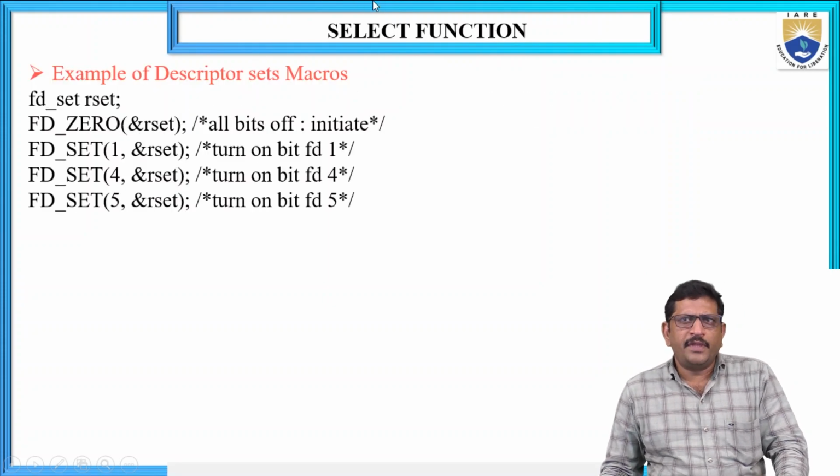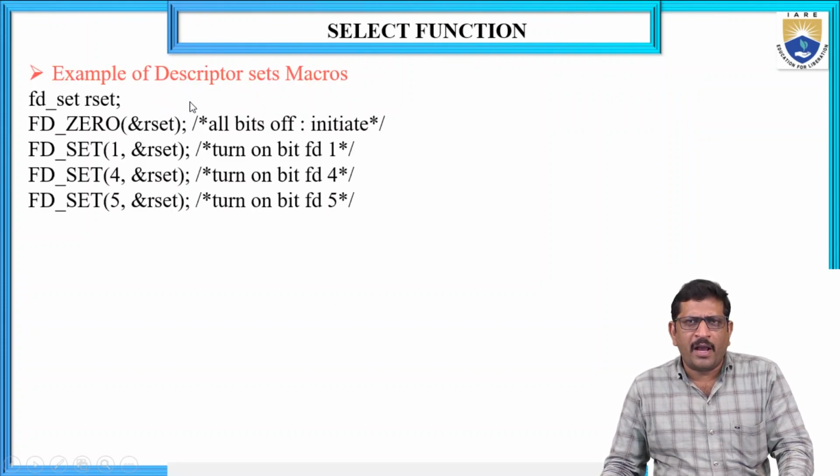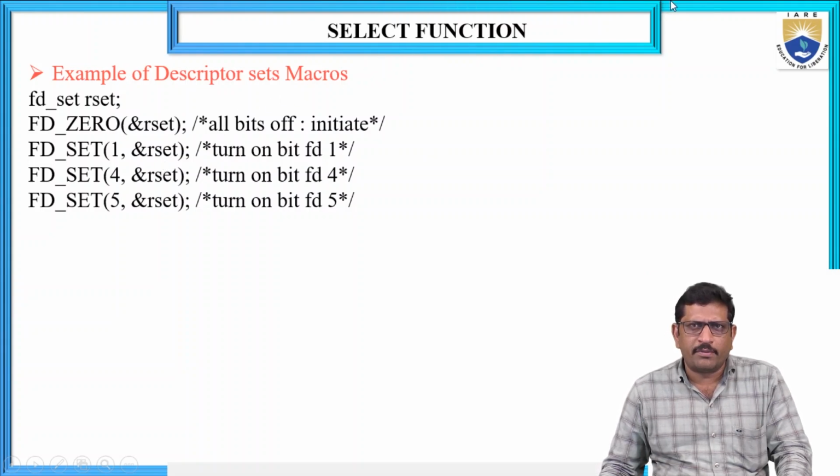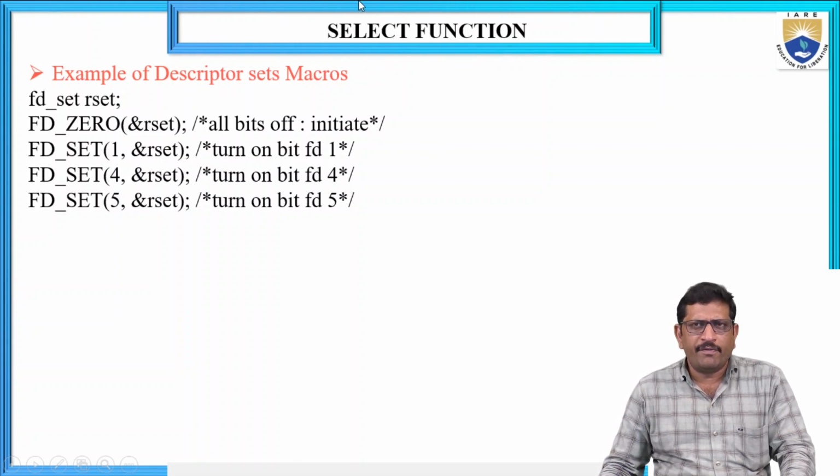The examples of the descriptor set macros. Here is the fd set or reset. FD_ZERO means all bits are off, with ampersand of the set for resetting. Resetting means initially all the bits you are using in a file descriptor are in the off position.